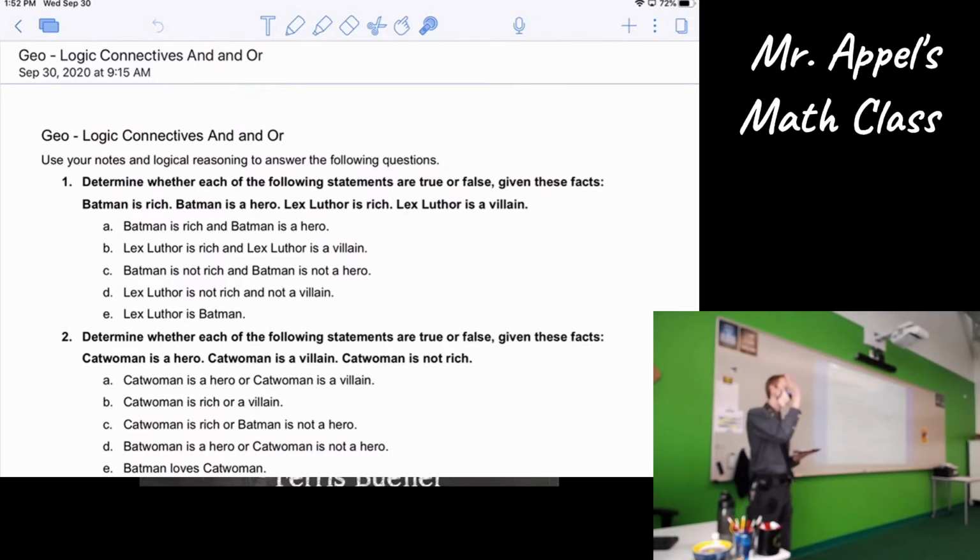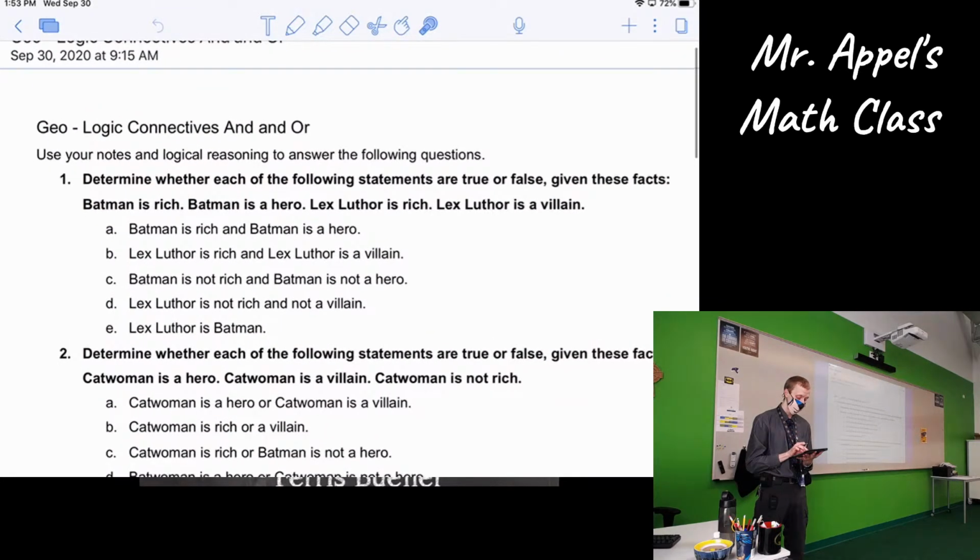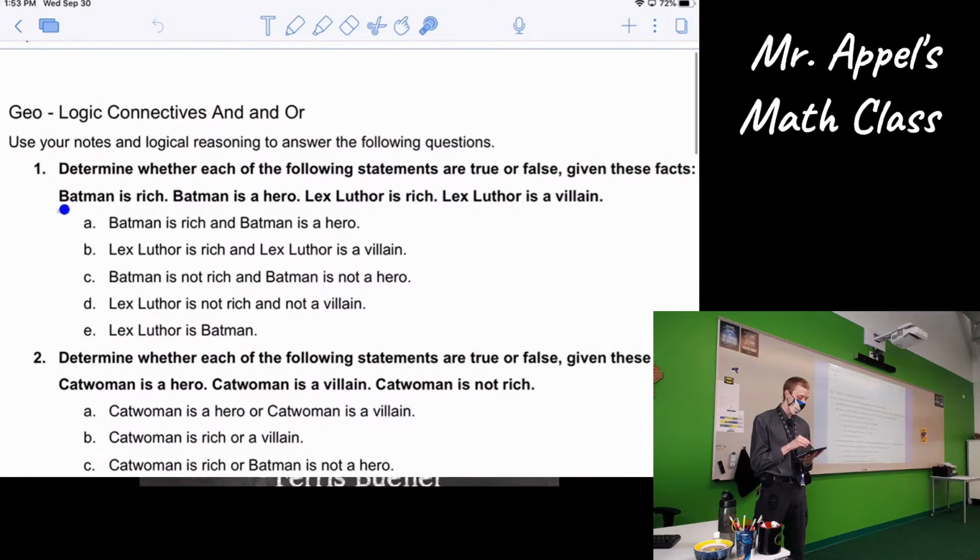Anyways, because I know you guys don't know everything about Batman like I do, I have already given you the statements. Okay? So each section is going to give you facts in bold. These are accepted as true. We are going to work with the working knowledge that Batman is rich. That is true. Batman is a hero. Lex Luthor is rich. Lex Luthor is a villain.